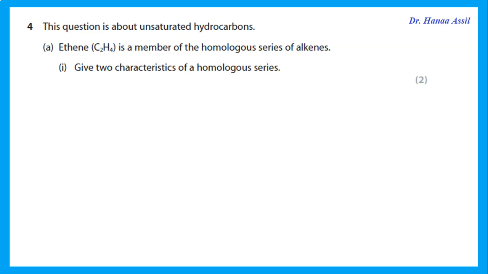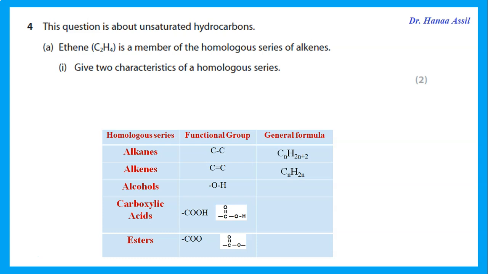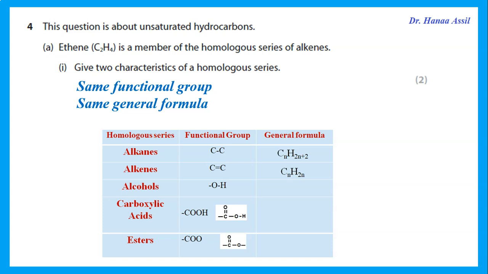Question 4 says ethene, which is C2H4, is a member of the homologous series of alkenes. Give 2 characteristics of a homologous series. Remember, when we were talking about organic chemistry, we said we divided the compounds into groups. Each group is a homologous series. That is a group of organic compounds that have the same what? That have the same functional group and the same general formula.